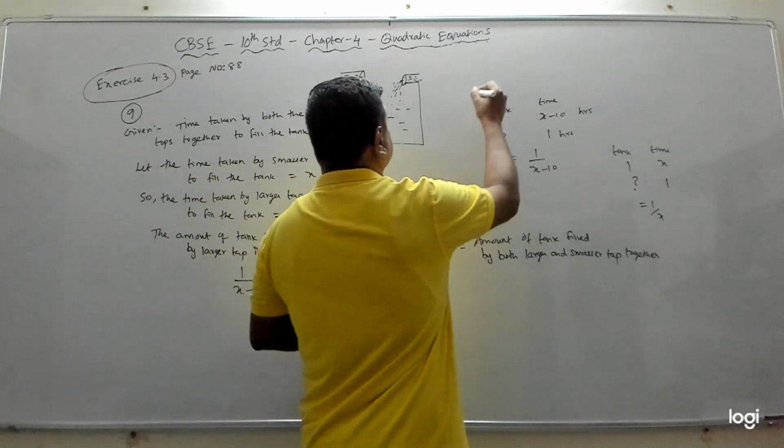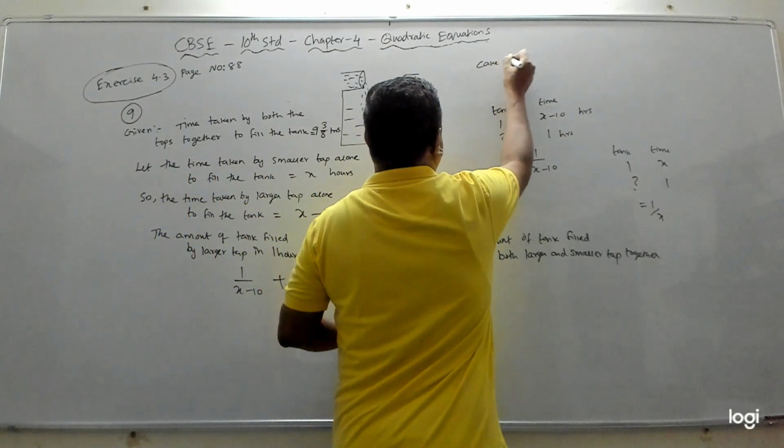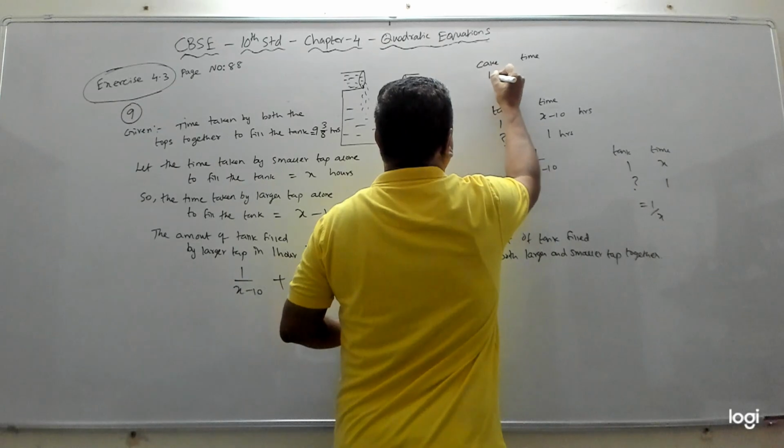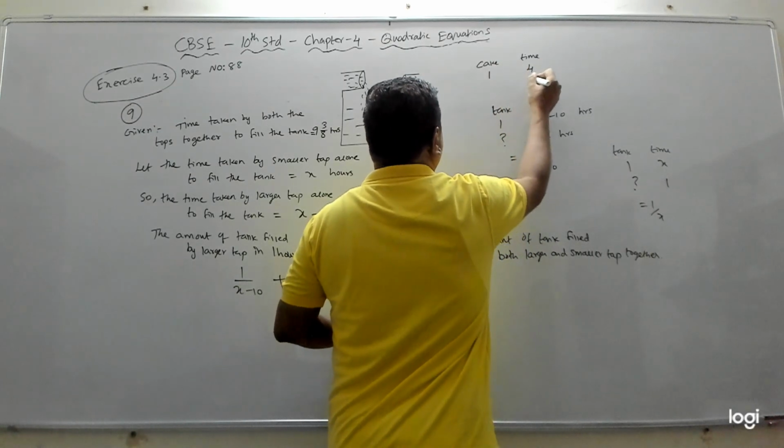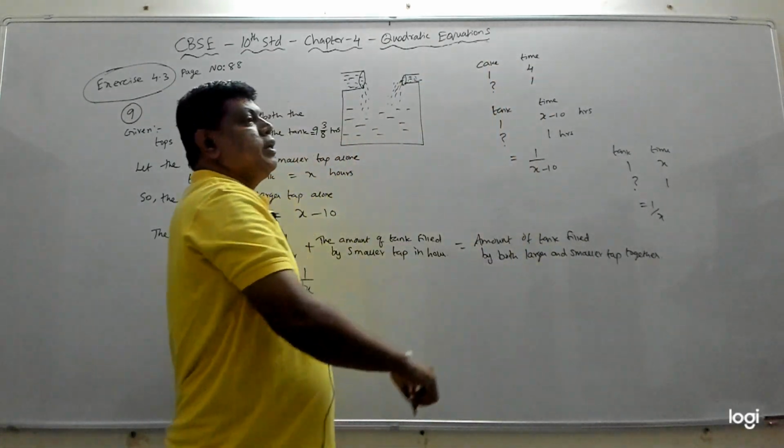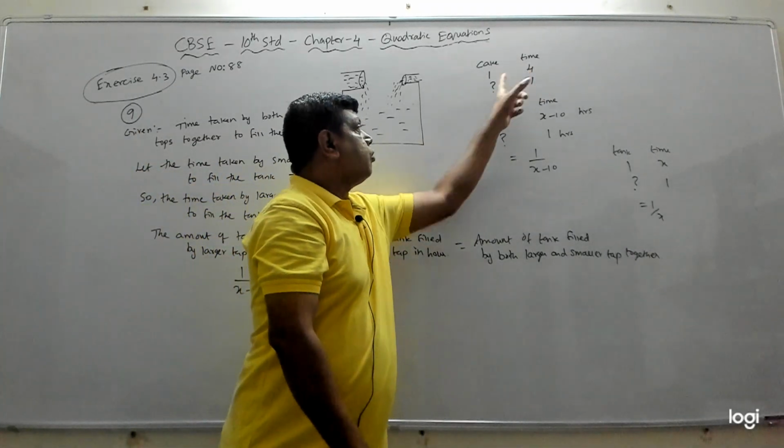The same thing. Suppose you take cake, and this is time. To eat one cake, you take 4 hours. In 1 hour, how much cake will you eat? That is 1 into 1 by 4, 1 by 4th of the cake.